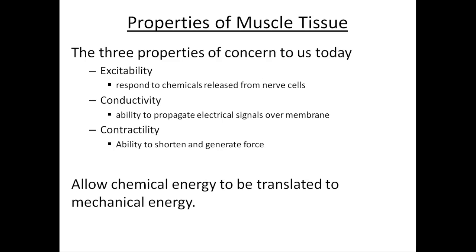So the properties of muscle tissue. Basically, muscle tissue can be divided into 3: excitability, conductivity, and contractility. Excitability is about the chemicals released from the nerve cells. Conductivity is about the propagation of electrical signals over the membrane. And contractility is about the muscle shortening and generating force.